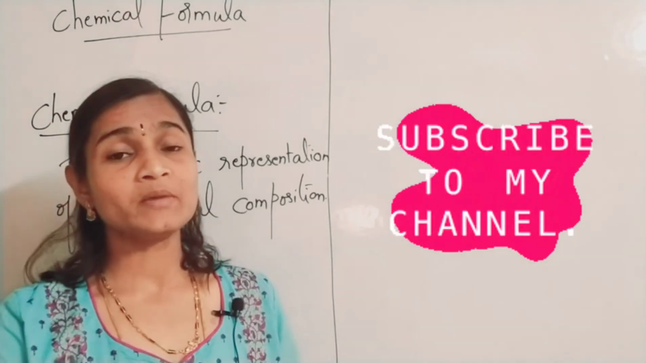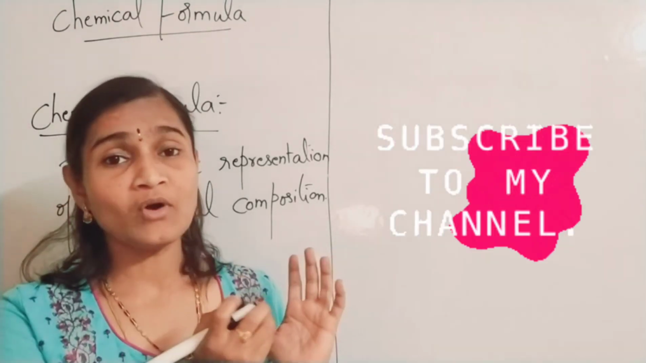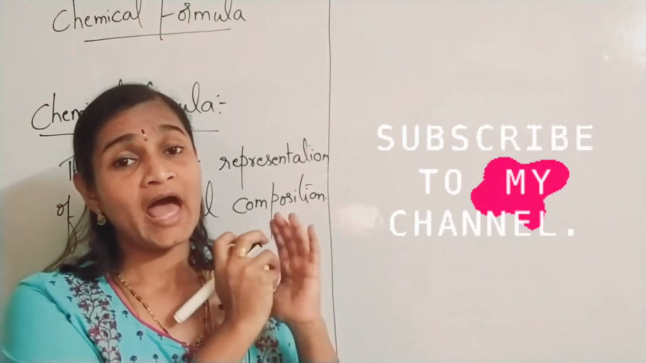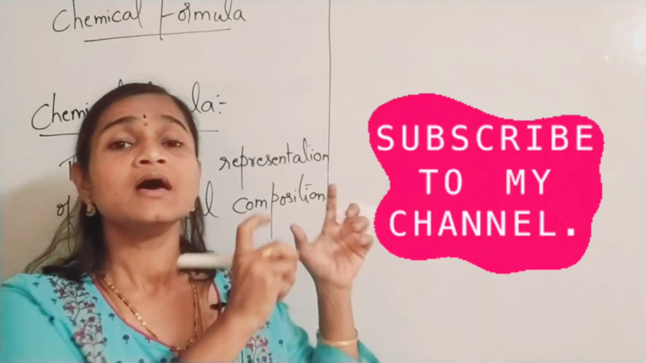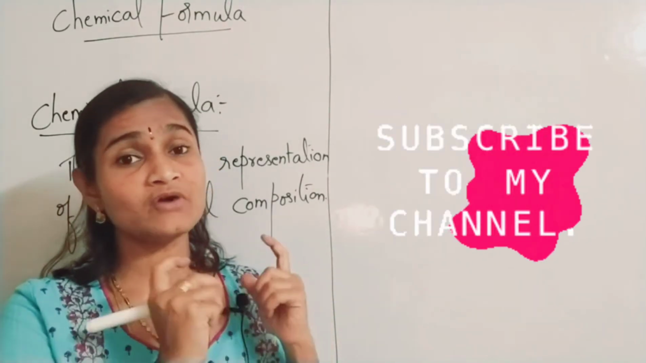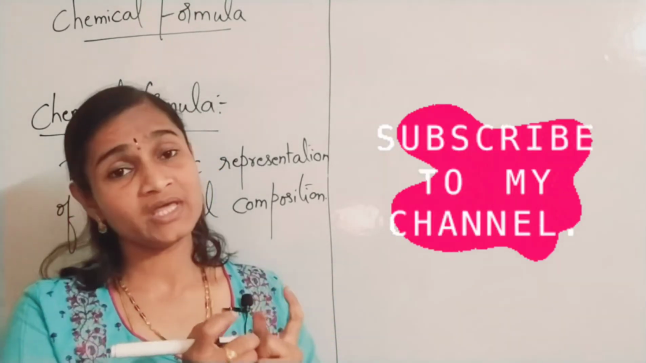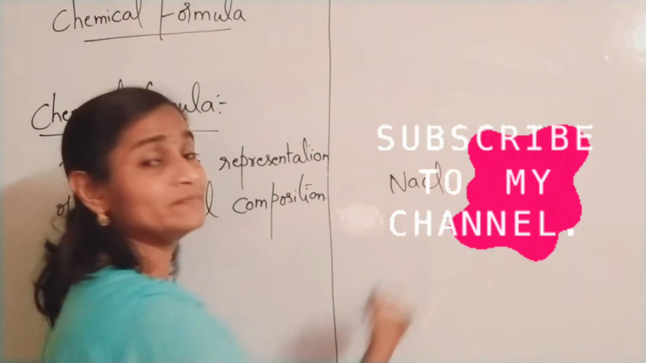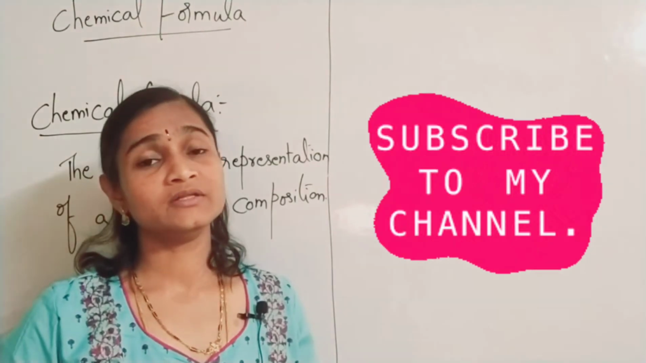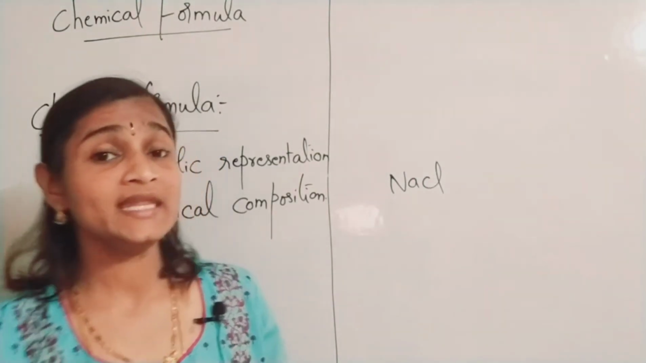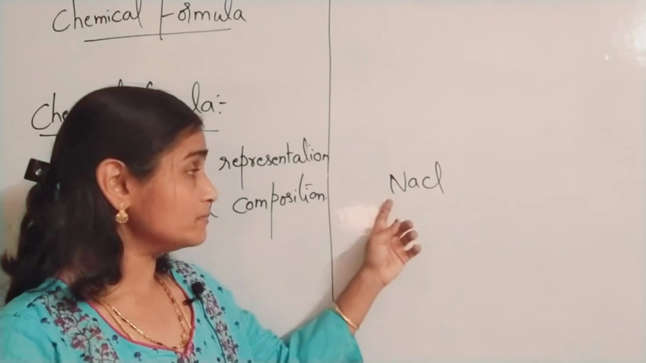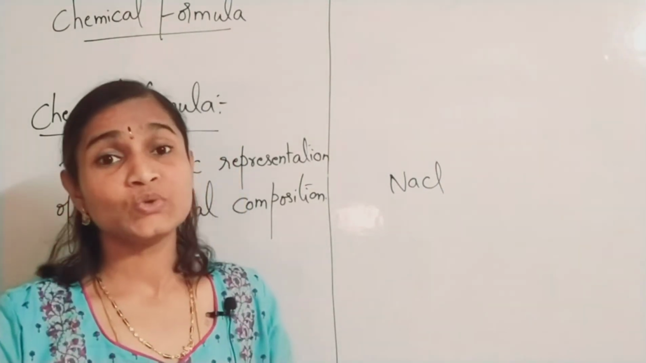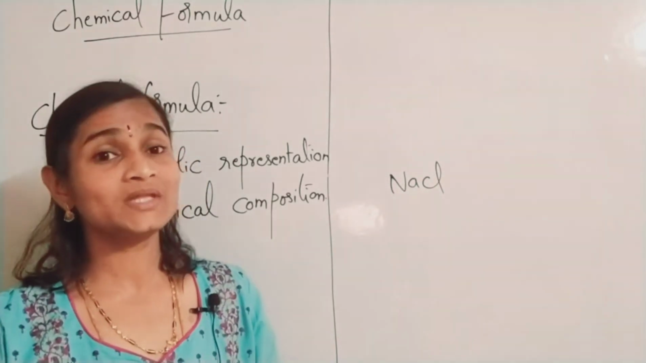What is the importance of a chemical formula? It gives the exact number of atoms present in a particular substance, how many atoms of each kind. Like you write the formula of common salt as NaCl. You all know the formula for common salt is NaCl. In this, Na stands for sodium and Cl stands for chlorine. Sodium chloride, you call it by this name.